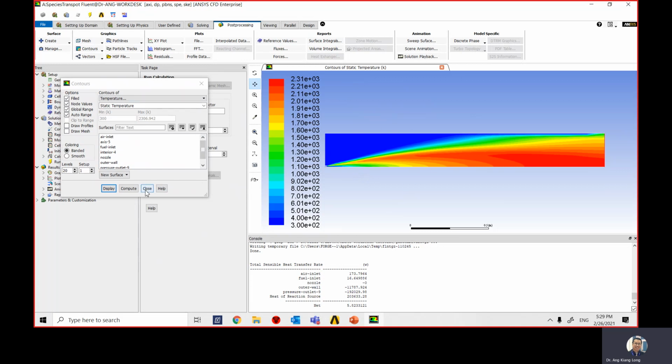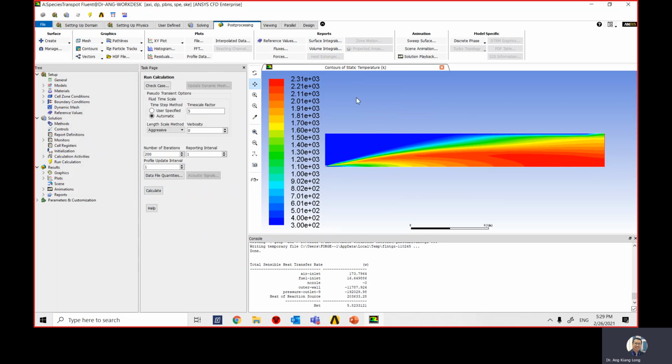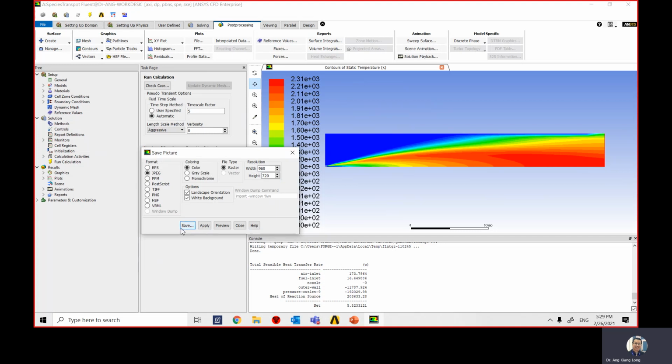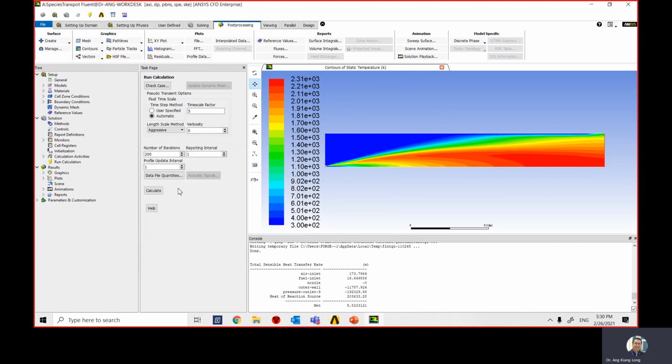After that, you close this one, and sometimes you need to extract this photo. So what you need to do is go to save picture here and save and rename, and you can preview also to save the picture. Yeah, close. After that, we're going to see the velocity vector, that we see how fast our molecule is moving inside the combustor. So we want to use vector to project velocity.